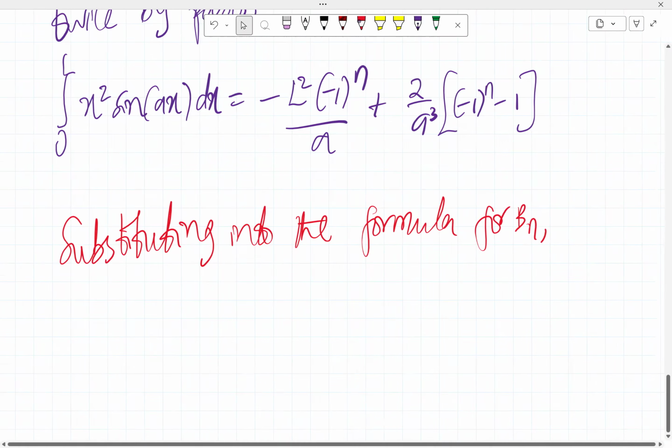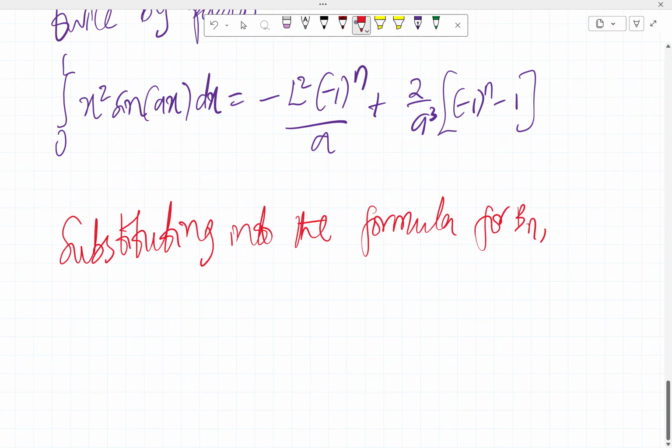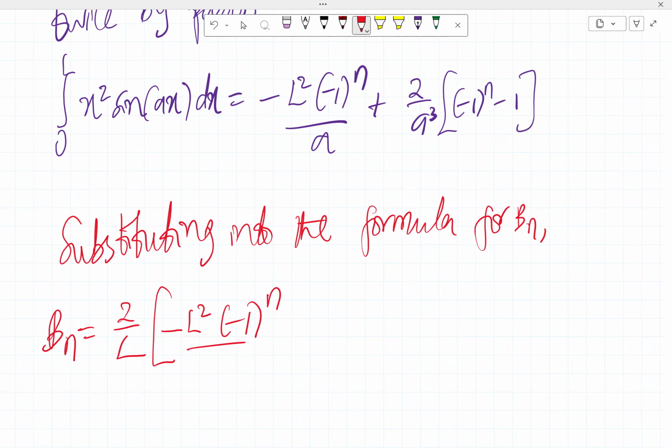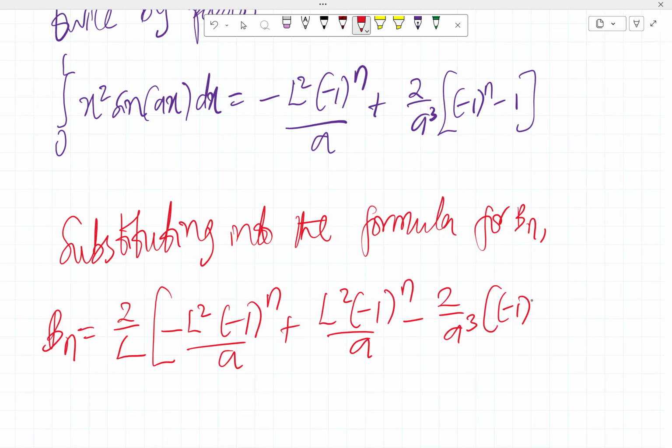Substituting into the formula for b sub n, then we have b sub n equals 2 over L, the 2 over L that was outside, then into, there's another L with the first integral. So we then have minus L squared minus 1 raised to power n all over A, plus for the second one now, L squared into minus 1 raised to power n over A minus 2 over A raised to power 3 into minus 1 raised to power n minus 1, all of that. So we have this, that's b sub n there.